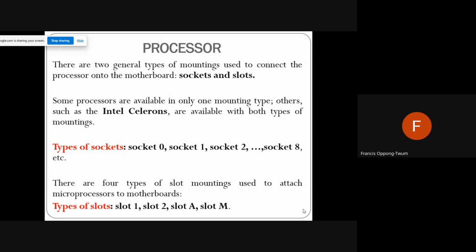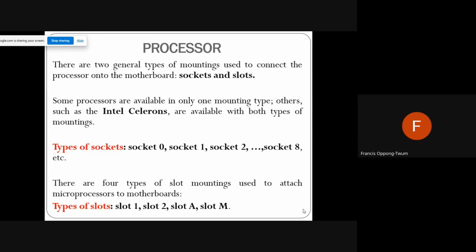When we talk of the processors, there are two general types of mountings used to connect the processor onto the motherboard: the socket and the slot. Some processors are available in only one mounting type, and the Intel Celeron is available with both types of mountings. We have socket 0, socket 1, socket 2, up to socket 8.